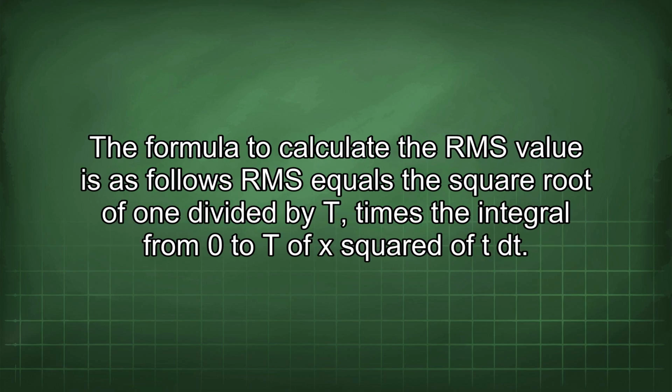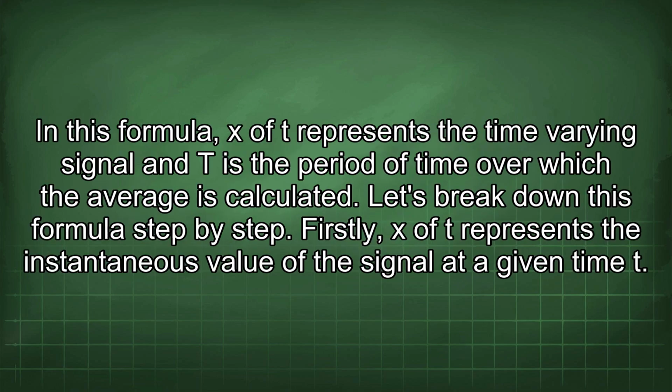The formula to calculate the RMS value is as follows: RMS equals the square root of 1 divided by T times the integral from 0 to T of x squared of t dt. In this formula, x of t represents the time-varying signal and T is the period of time over which the average is calculated. Let's break down this formula step by step.